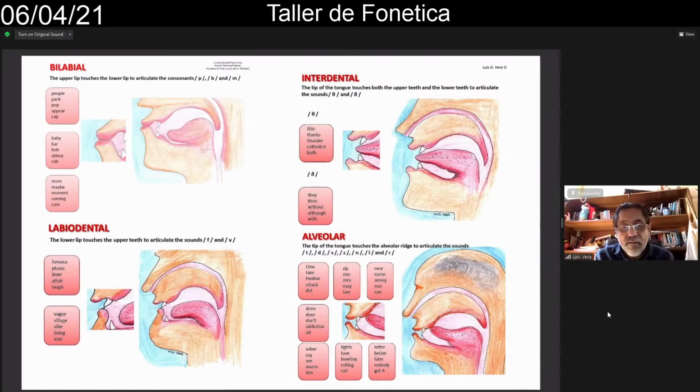say, see, assess, kiss. No es como la S que hacemos nosotros, es como la S que hacen los españoles. Como la S del Amaro Gómez Pablos, que es una S así con la punta de la lengua y el alveolar ridge. Por eso que los españoles hablan así.